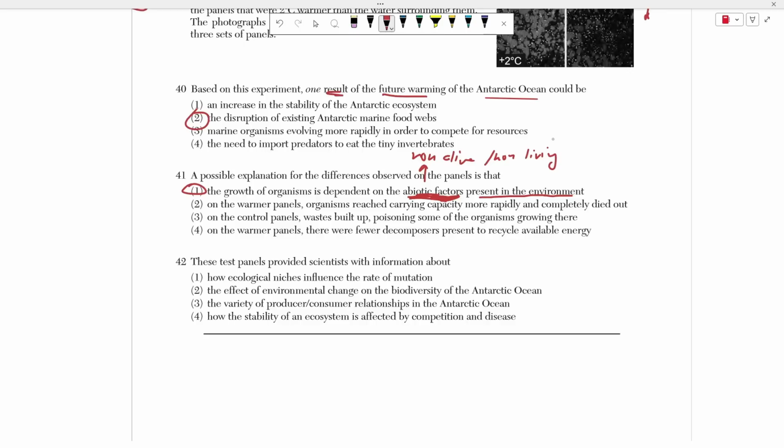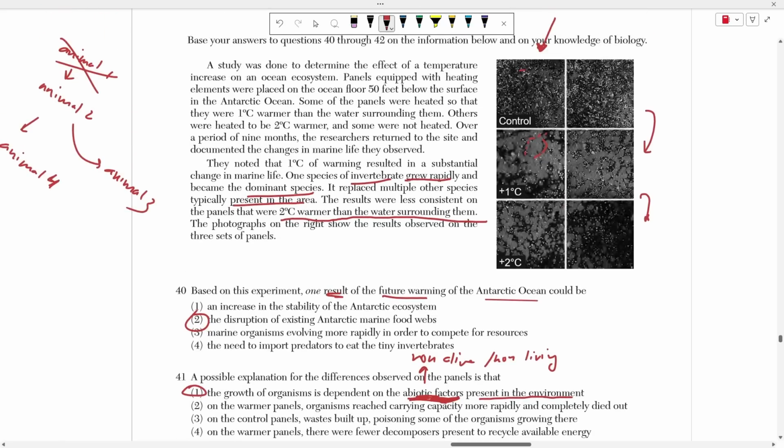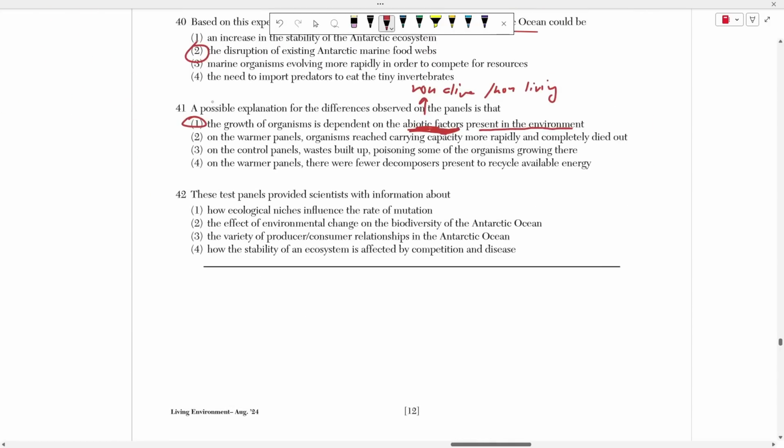So the growth of organisms does depend on abiotic factors, because the growth of all of these other organisms was heavily stunted or decreased in the presence of an abiotic factor, temperature, increasing. And, well, the growth of this dominant species was then hurt by that same abiotic factor, that same temperature, increasing later on to another 2 degrees Celsius. So that's why choice 1 is correct.